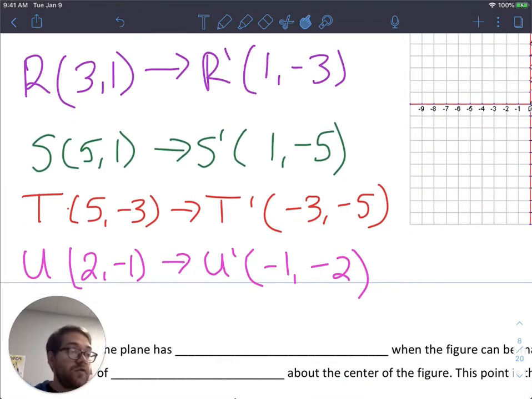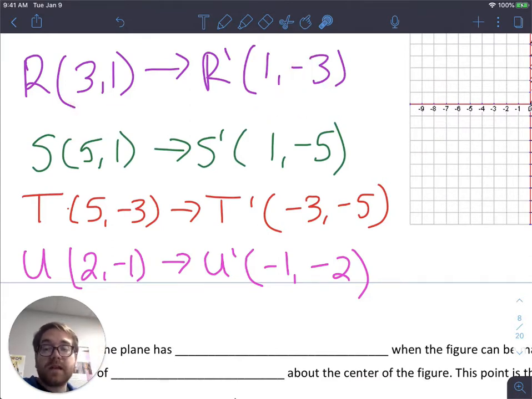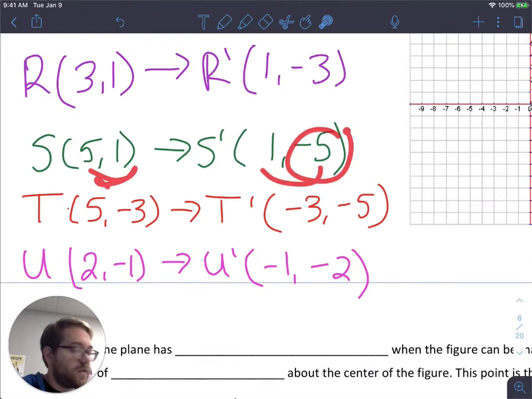So again, the rule for rotating 270 degrees about the origin is that you switch the coordinates and you make the second one the opposite sign. Again, when we talk about opposite signs, it doesn't mean you're just making it negative. If it started positive, it becomes negative. If it started negative, it becomes positive. Okay, so be aware of that. So for each of these, I just use the rule, switch the coordinates, and make the second one the opposite sign.